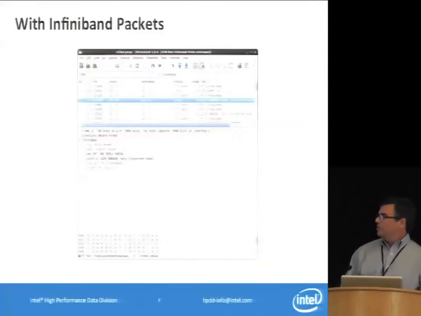So if you capture InfiniBand, there's just a couple differences here. One is that the source and destination fields aren't IP addresses, if you're using RDMA as we do. It comes back with the LID numbers.